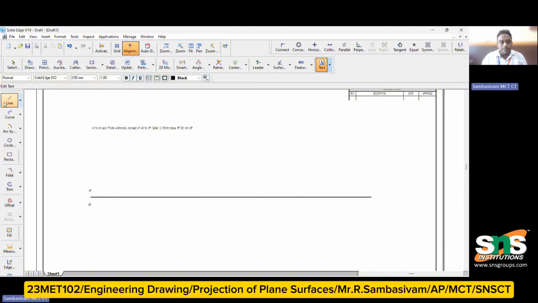As per this question, the line is about the circle of center point, which they have already mentioned: a circular plate of 40 mm diameter, inclined at 45 degrees. The next part: the center is 33 mm above HP. So I have to draw a line 33 mm above HP. This is the 33 mm line above HP. I am going to draw it like this.